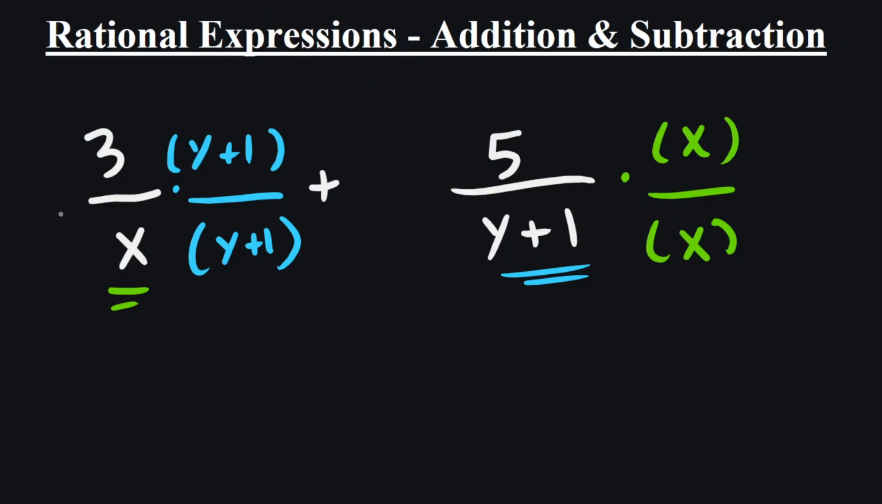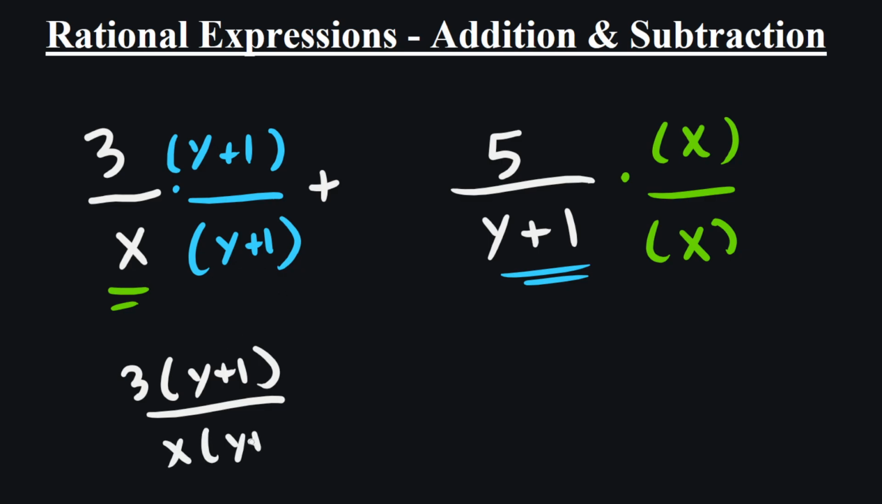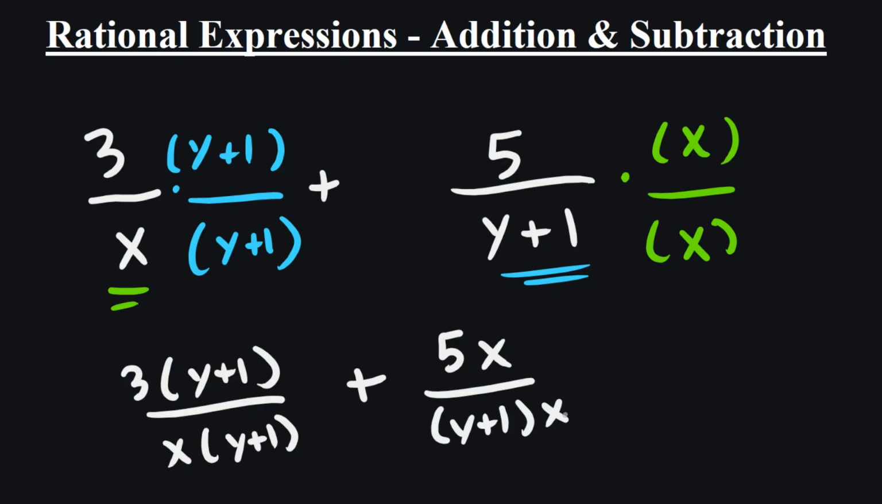So let's go ahead and multiply them. So 3 times y plus 1. We'll just leave it as that. 3 times y plus 1 over, and then x times y plus 1. Excellent. X times y plus 1 plus, and 5 times x, we could just write 5x over y plus 1 times x, or it's the same thing as x times y plus 1. We could just leave that in the front. And there we go. Both denominators are now exactly the same.